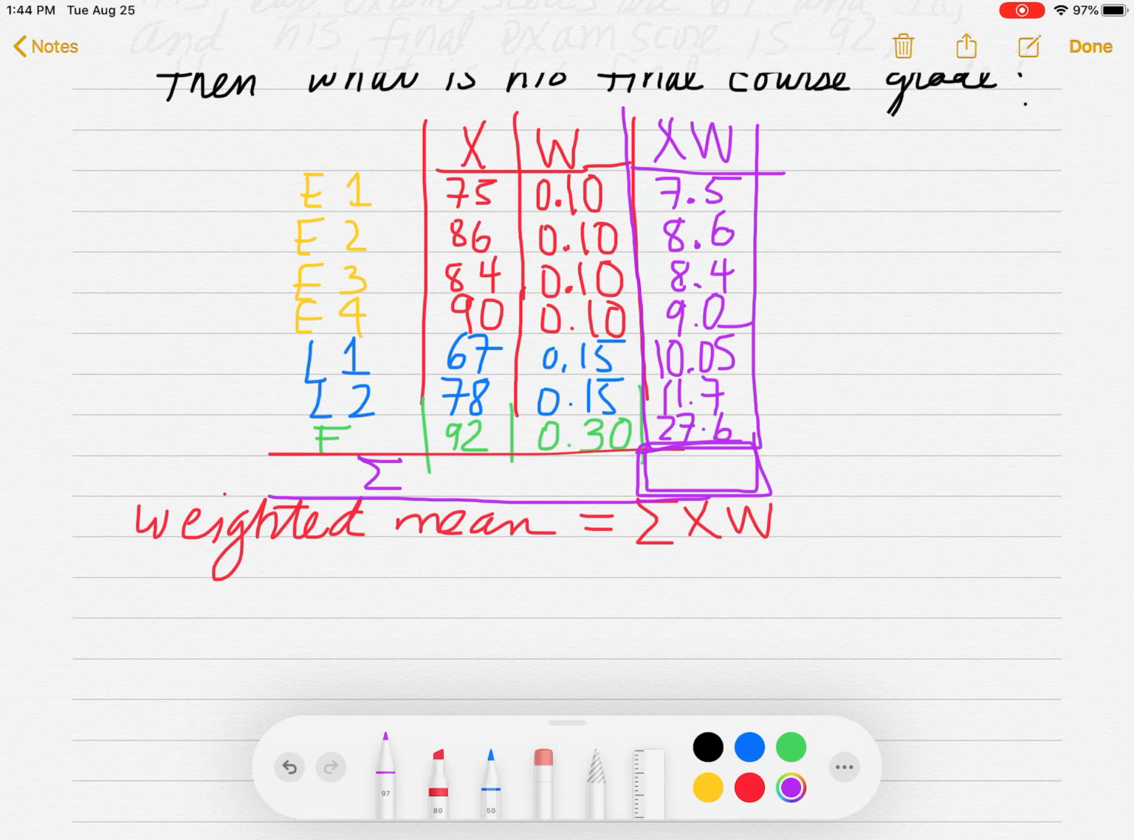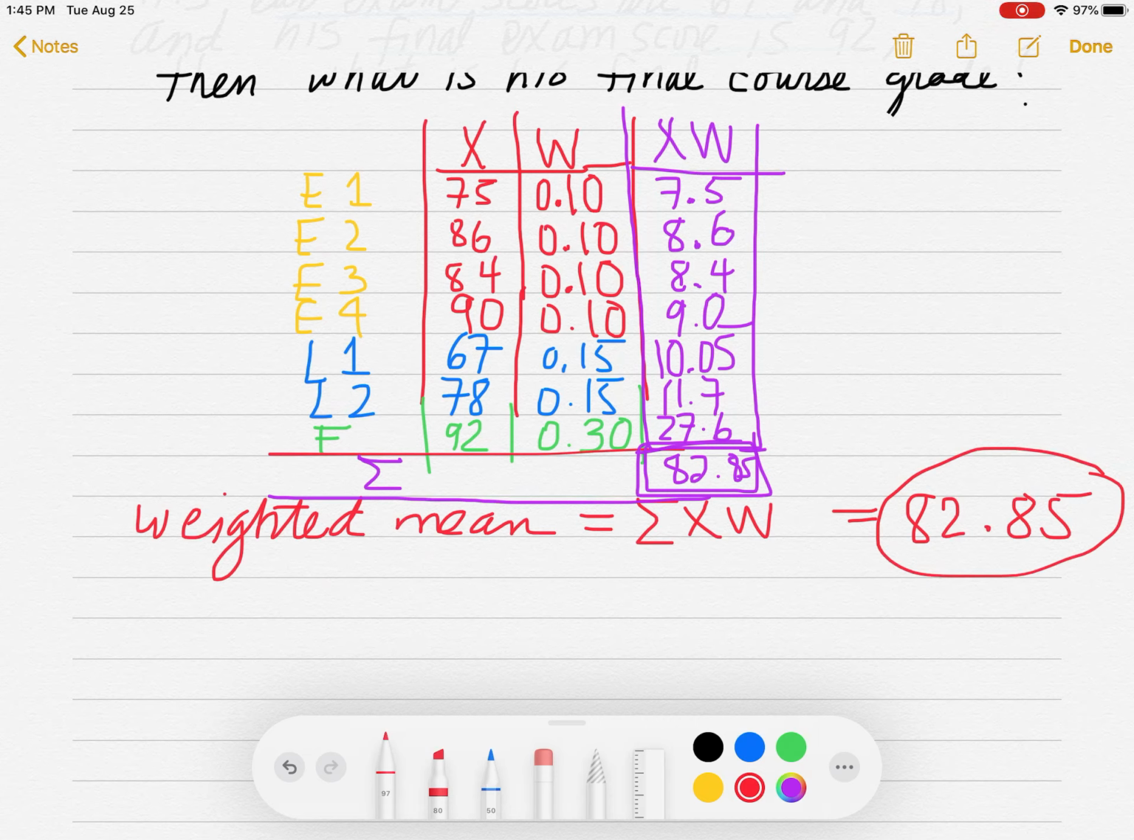And add all these numbers up. 7.5 plus 8.6 plus 8.4 plus 9 plus 10.05 plus 11.7 plus 27.6 is 82.85. That's going to be your answer. That would be your final grade. 82.85, that's it. So that's the way weighted averages are done.